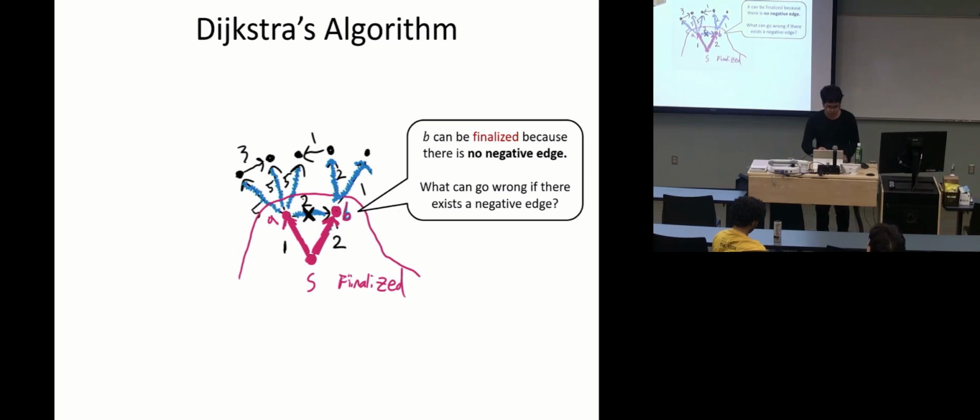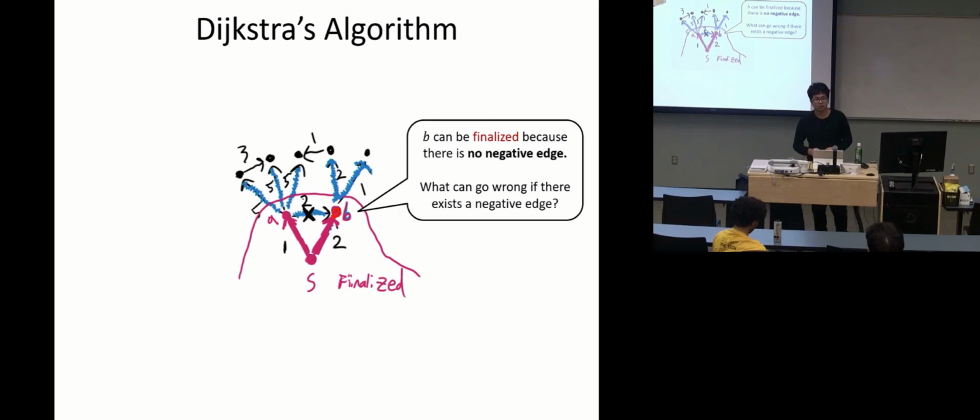Can someone say B is finalized when there is no negative edge? Can someone tell me what actually goes wrong if there is a negative edge? Why can we not actually say that the distance of B is finalized?